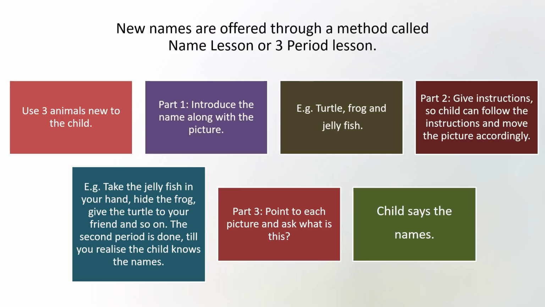Then we move on to the second part, where we give instructions, so the child can follow the instructions and move the picture accordingly. Example is, take the jellyfish in your hand. Hide the frog. Give the turtle to your friend. And so on. The second period is done till you realize the child knows the names and can relate them to the picture. Part 3 is where you point to each picture and ask, what is this? And the child gives the name.